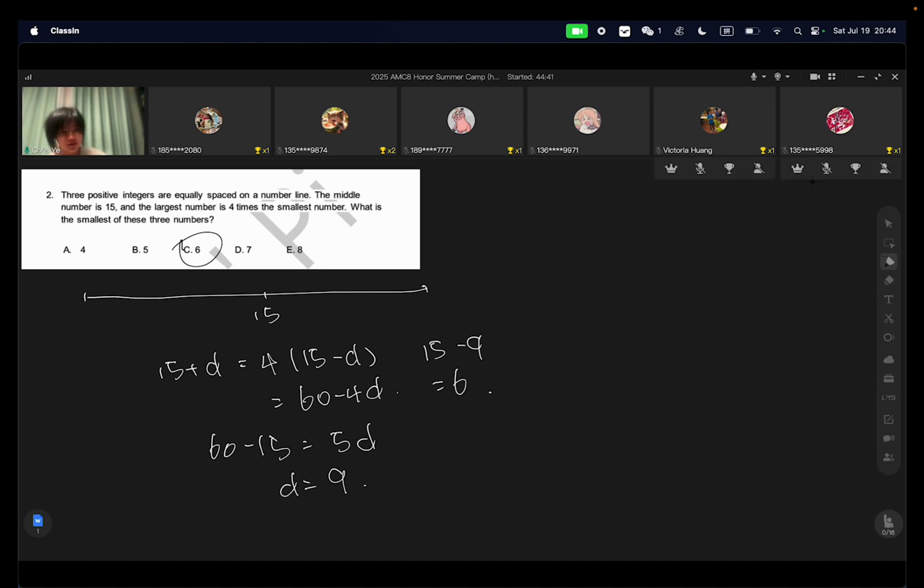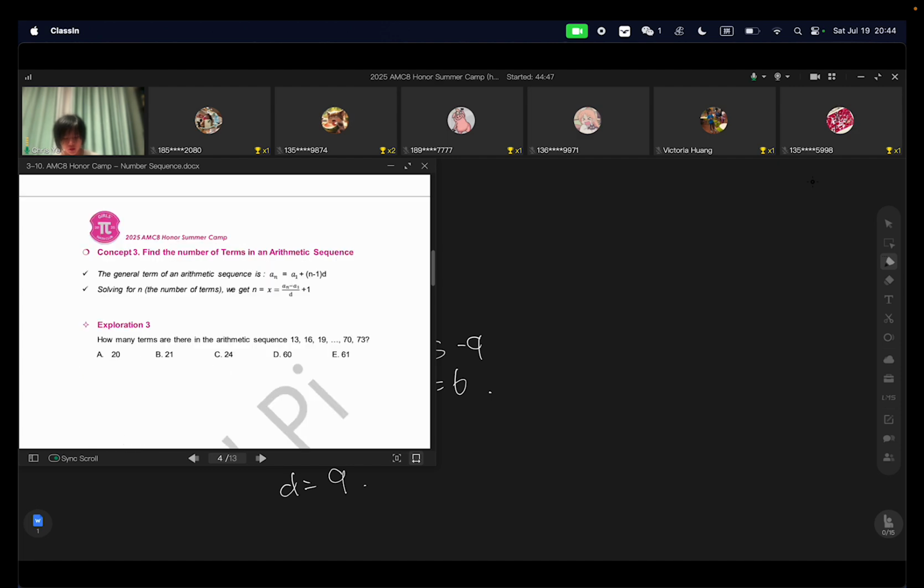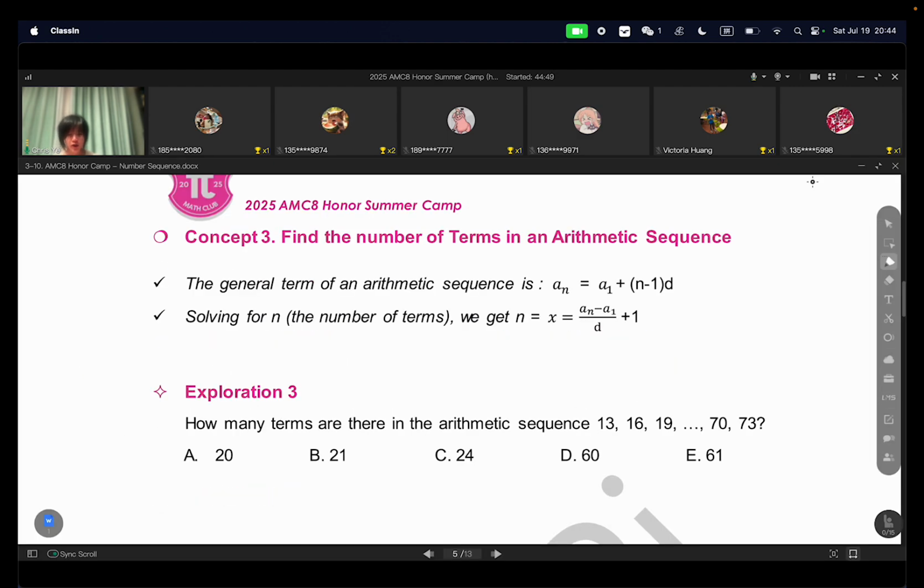Okay, so now, as you guys are back, you can turn on the camera and we can move on to our next concept. If there's time, we can go back to the extension. So, next concept is finding the number of terms in an arithmetic sequence.